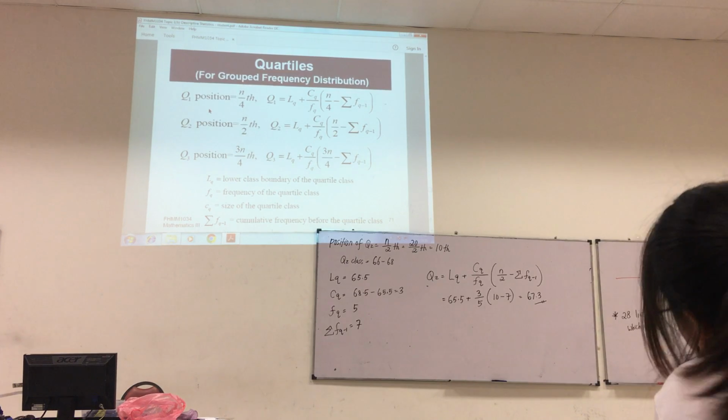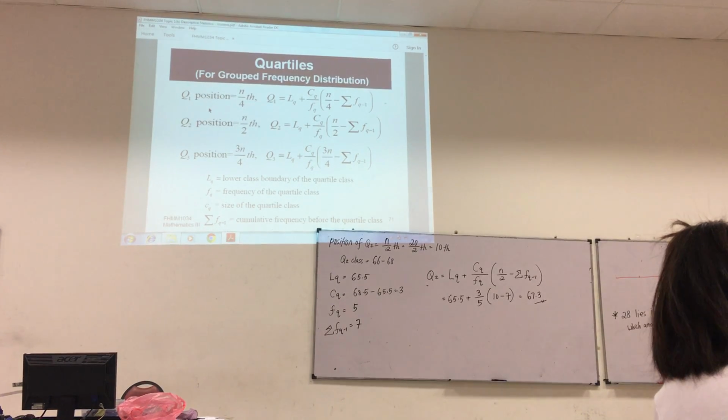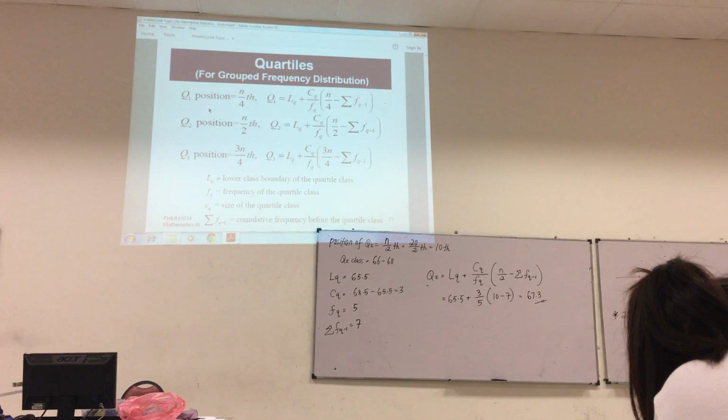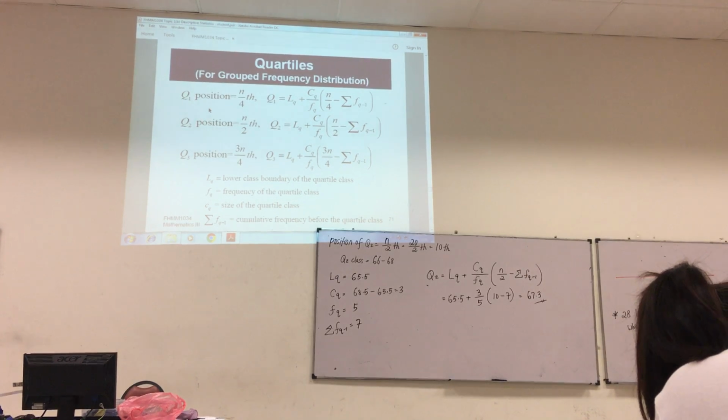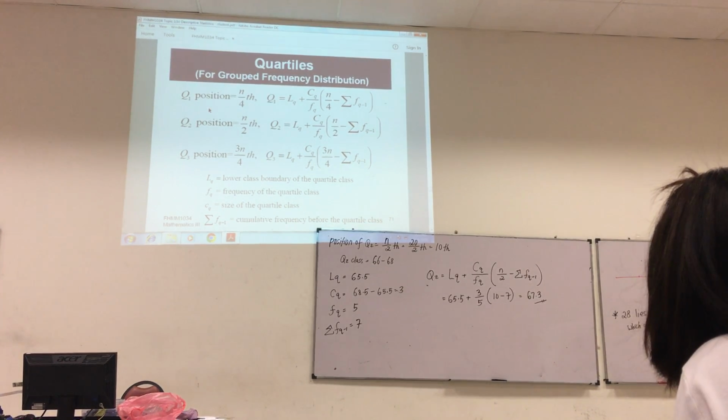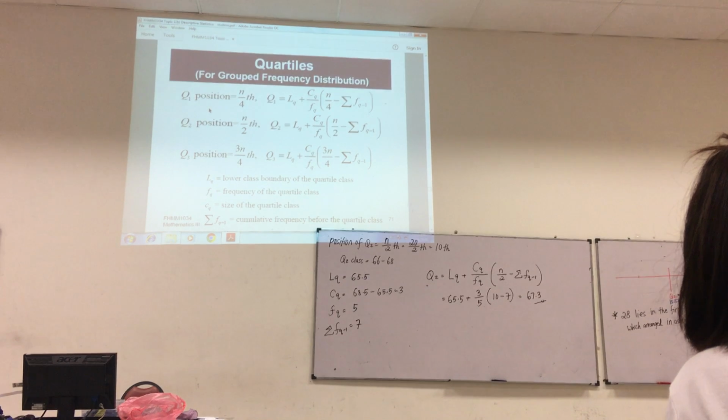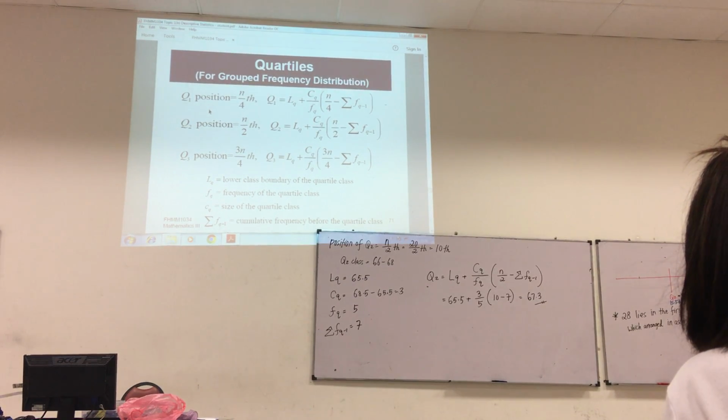Okay, so referring to this pattern, please proceed with calculating Q3. Later I will discuss. Everybody calculate Q3 for me, following the same steps. Identify the position of Q3 and find out which one is your Q3 class. After that, list down the information and plug in directly.